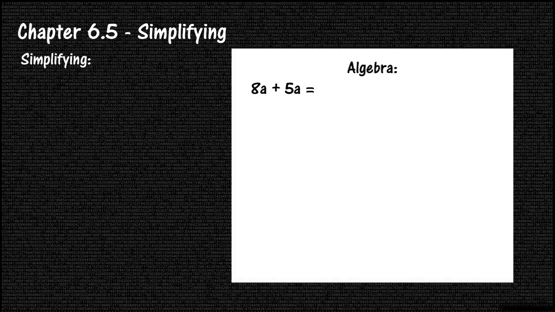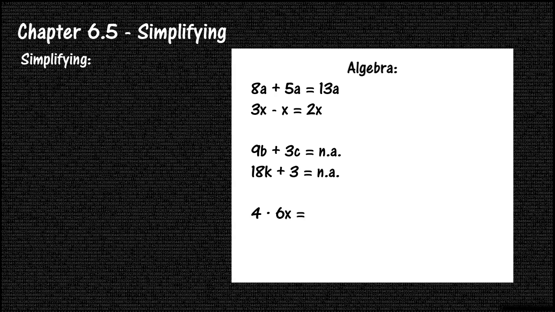8a plus 5a is equal to 13a. 3x minus x is equal to 2x, and 9b plus 3c is equal to 9b plus 3c, as the letters are different and we can't simplify this expression. The same goes for 18k plus 3. This one is also not possible, as the letters are different.